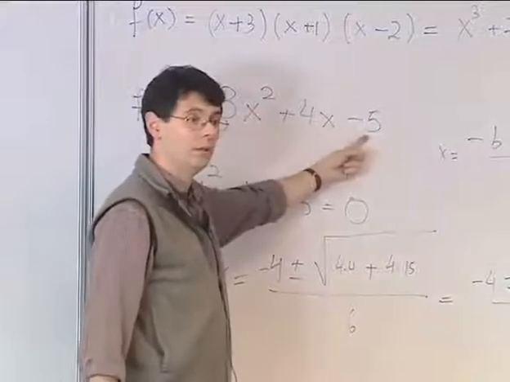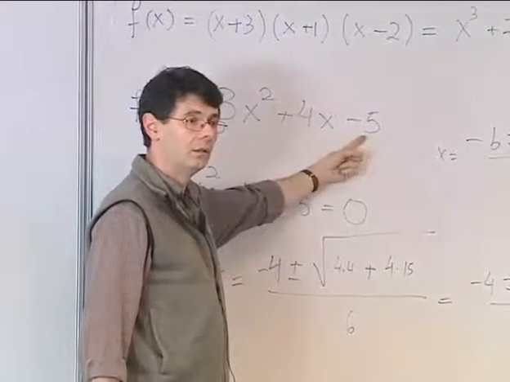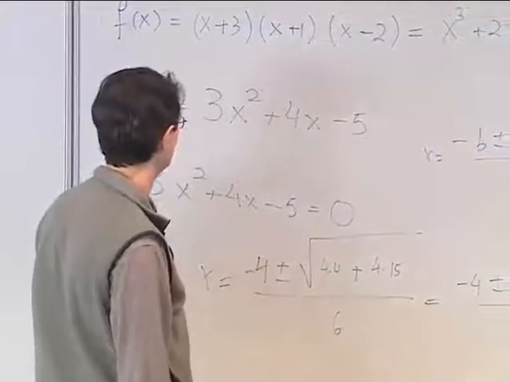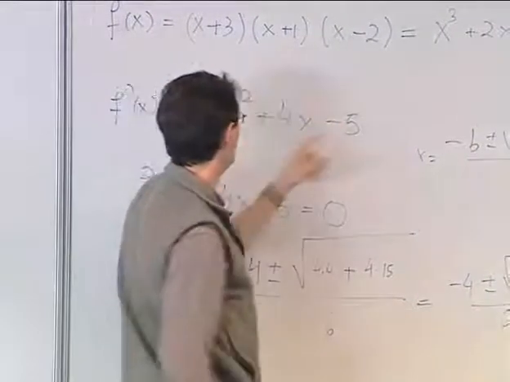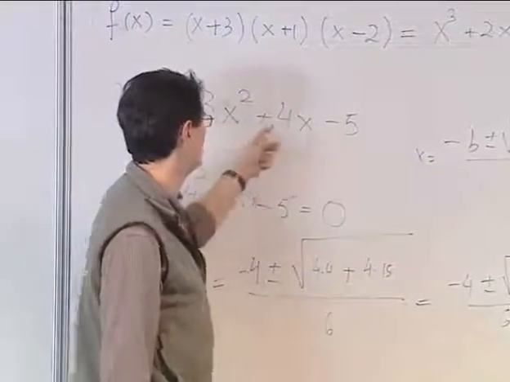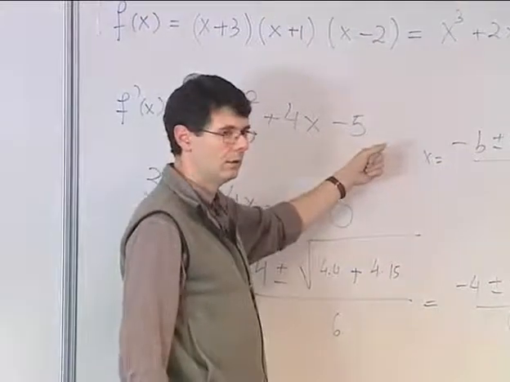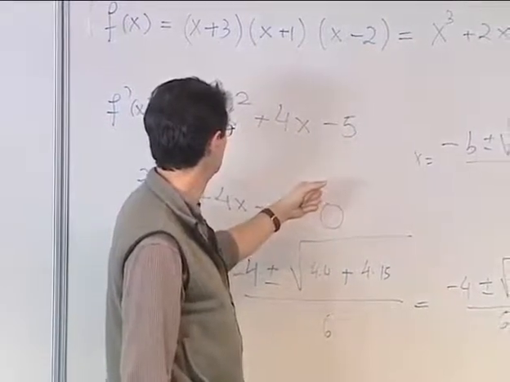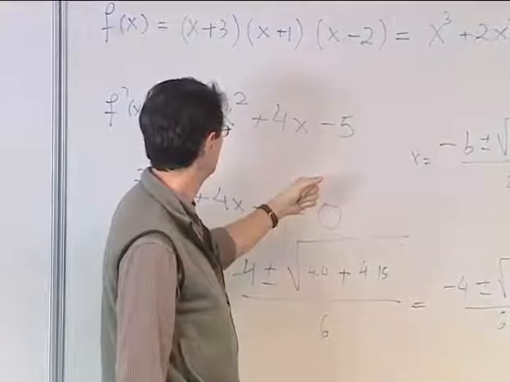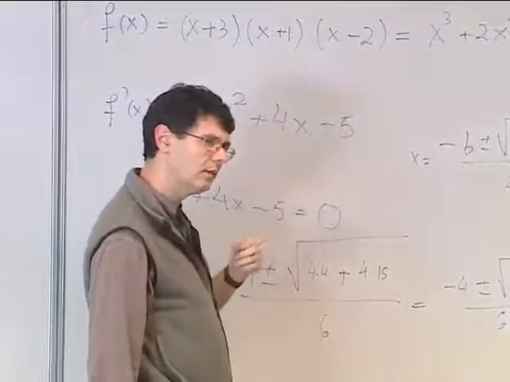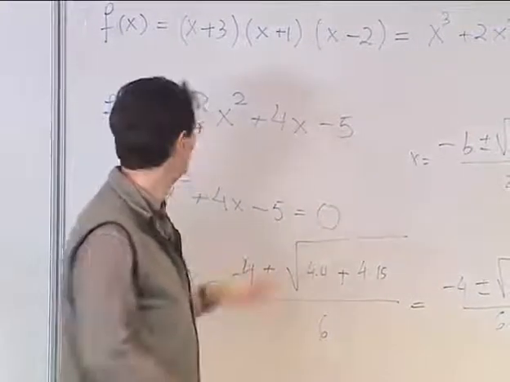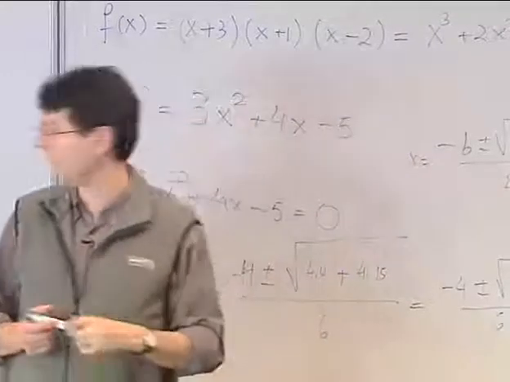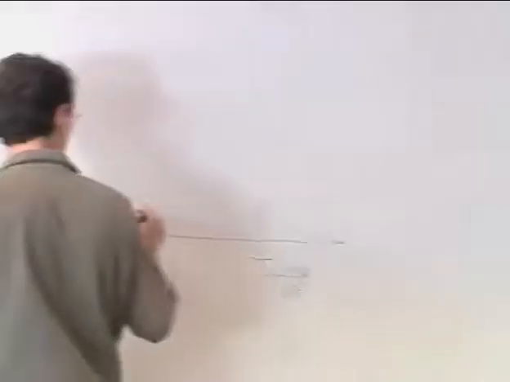Negative 5, maybe. Which one? This? No, if you plug in x equals 0, 3 times 0 plus 4 times 0 minus 5. I think you plugged in another value. Which value did you plug in? 0. No, this gives you 0 plus 0 minus 5. It gives you negative 5. Okay? But in any case, it does give you negative.